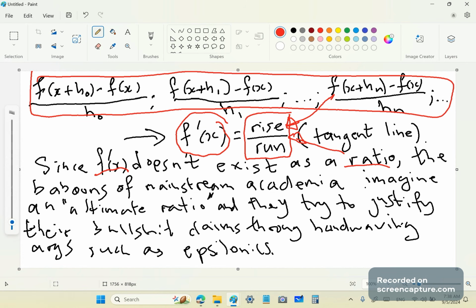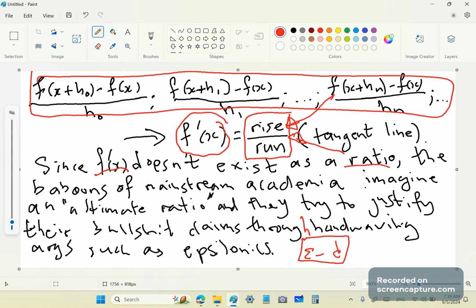And so the baboons of mainstream academia, math academia, imagine that an ultimate ratio, this rise over run, exists, and they try to justify their bullshit claims through hand waving arguments such as epsilonics, the epsilon delta arguments, which, by the way, they themselves don't fully understand. I mean, if you've ever sat in a real analysis or basic analysis class, as I have, and you have my intelligence, you'll pick up thousands of mistakes that these morons make in their lectures. They do not understand these concepts. They don't even understand the basics behind what this theory tells everybody.